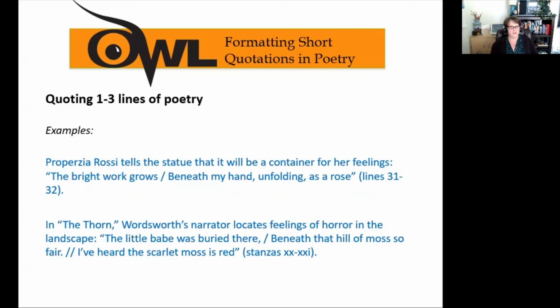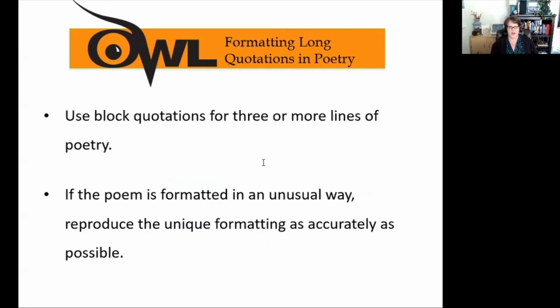So if, for example, you're using poetry or song lyrics, they are indicated a little bit differently, so you can read up on these. We use slashes between lines and double slashes between stanzas, and then block quotations for 3 or more lines of poetry. And then you try to format it as accurately as possible. So if you're using poetry from, let's say, E.E. Cummings, who tended to use a lot of unusual formatting and punctuation in the middle of words, you want to replicate that as accurately as you possibly can in your paper. But as I said, we're not really dealing with poetry in Comp 1.